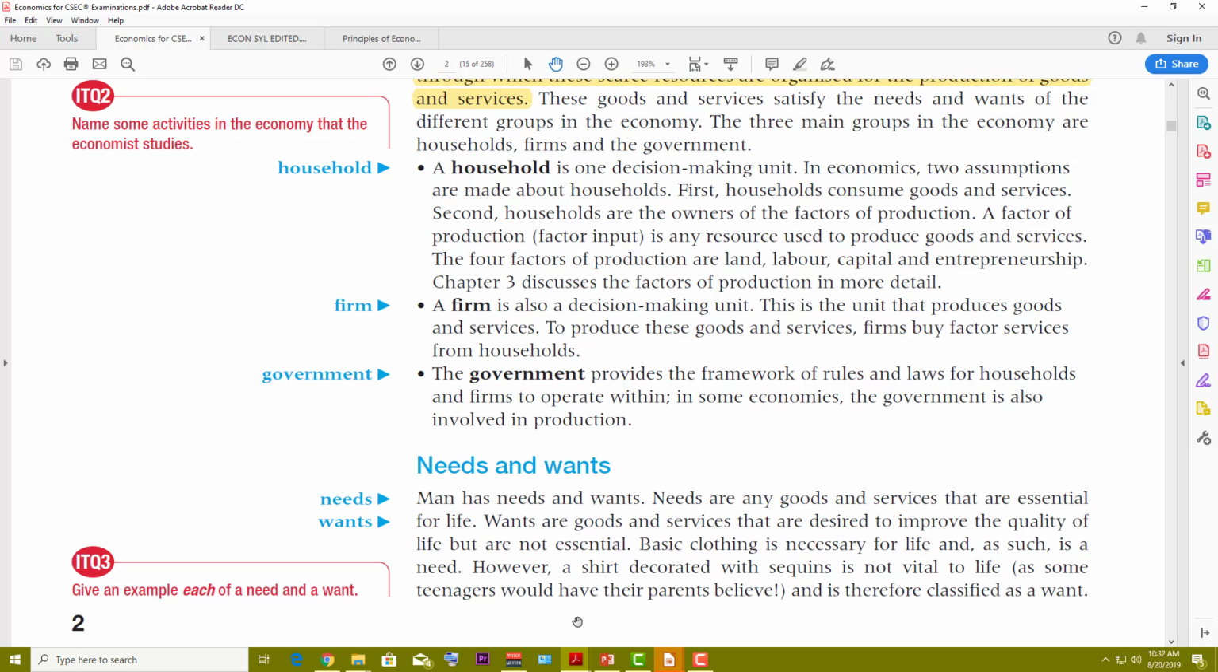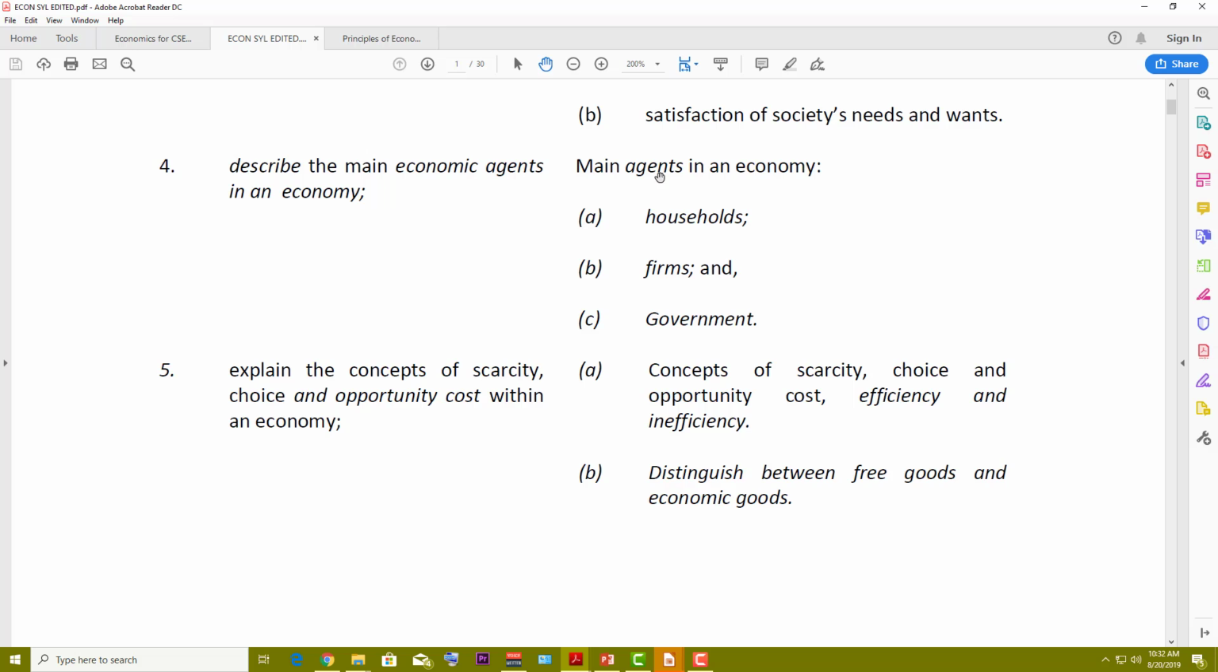Alright? So let's see what the syllabus is asking us for. We look at the household, the firm, the government. Explain the concept of scarcity, choice, and opportunity cost within the economy. We're going to look at these three concepts. Some of them might be self-explanatory. Scarcity means that resources are limited, so you can run out. That's why things are scarce. They don't go on forever. We're going to look at those individually just now.